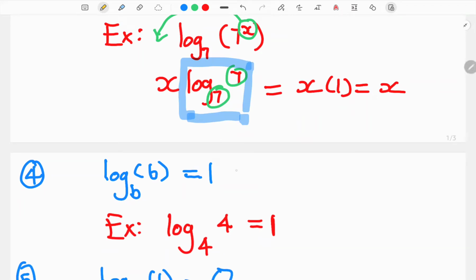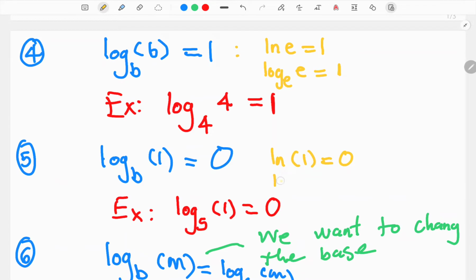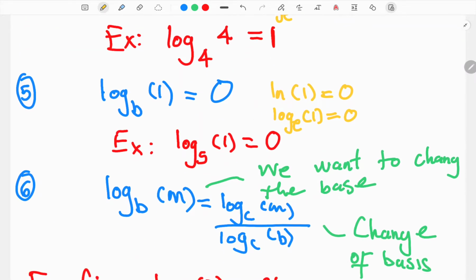For something like this, if you have ln of e, this is equal to 1. How is this possible? Because this is log base e of e, which is equal to 1. So this is how this relates to one another. And ln of 1 is always equal to 0, because it is also the same as log base e of 1, which equals 0. You need to be able to see that.